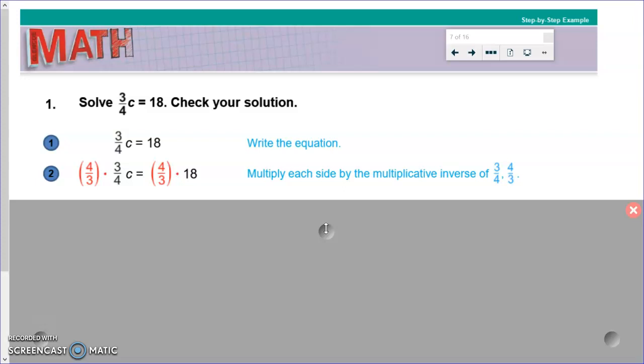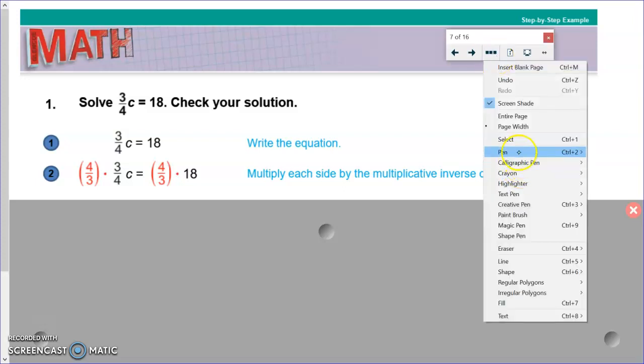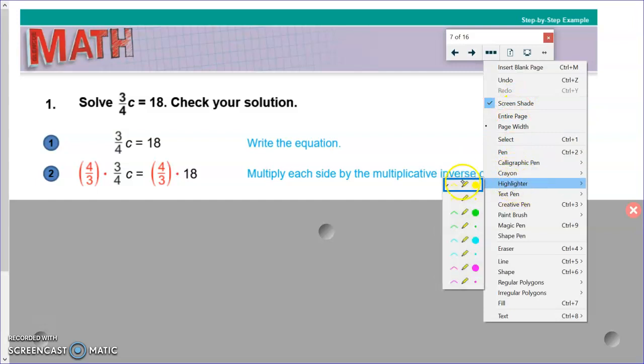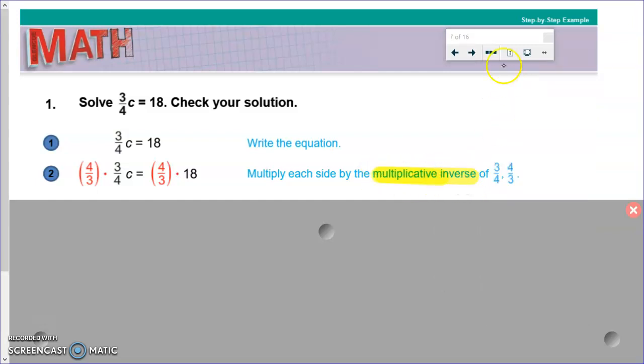Our multiplicative inverse you may have seen before and learned it as our keep, change, flip. So when we think about this keep, change, flip, remember that means that we're going to keep our original fraction. Instead of dividing, we're going to change it to multiplication. And then the flip is when we are flipping that numerator and denominator. So in this case, we're keeping 3/4 and we're multiplying by 4/3 on both sides.